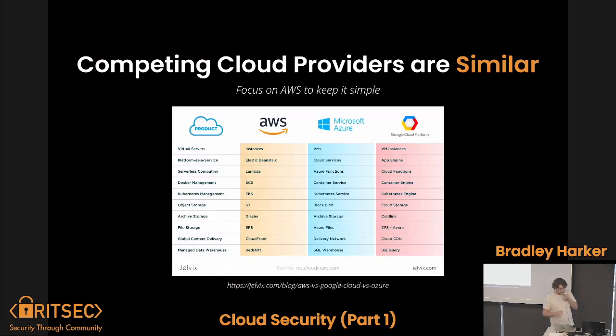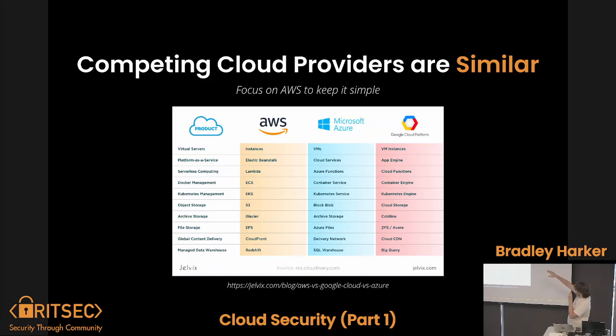So there are a lot of competing cloud providers out there. Some of the big ones, AWS, Azure, GCP. There's tons of different cloud providers out there, but what you really need to know is that they're all extremely similar. So in this diagram here, there's a comparison between all the different products of each of these cloud providers.